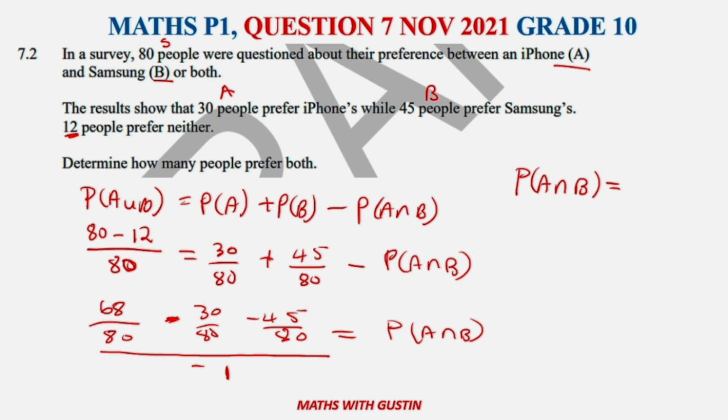If you put everything in our calculator here, 80 really doesn't matter. 68 minus 30 minus 45 is going to give me negative 7, and negative 7 divided by -1 is going to give us 7. So it means out of these people, 7 people prefer to use both. That makes sense, because they are both expensive, so you can't be having both. Only 7 people out of the 80 are using both.